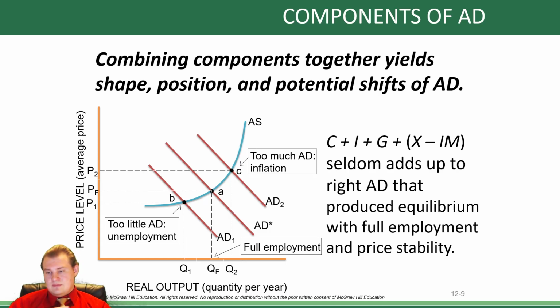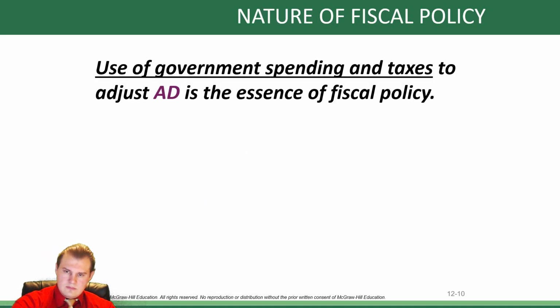And again, how do you find out what the AD curve is? You add up all those things. That gives you the AD curve. Okay. So again, the use of government spending and taxes to adjust AD is the essence of fiscal policy. So government's going to use spending and taxes to shift that AD line. That's all fiscal is. They're going to use taxes and spending to shift it.